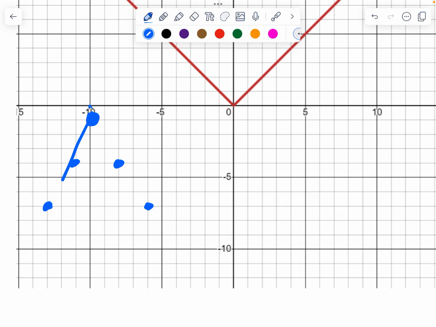That's what you get for not zooming in well enough. There we go. And how I can tell whether or not I got it right is this should be symmetric on both sides. It should look exactly the same on both sides of the line of symmetry.